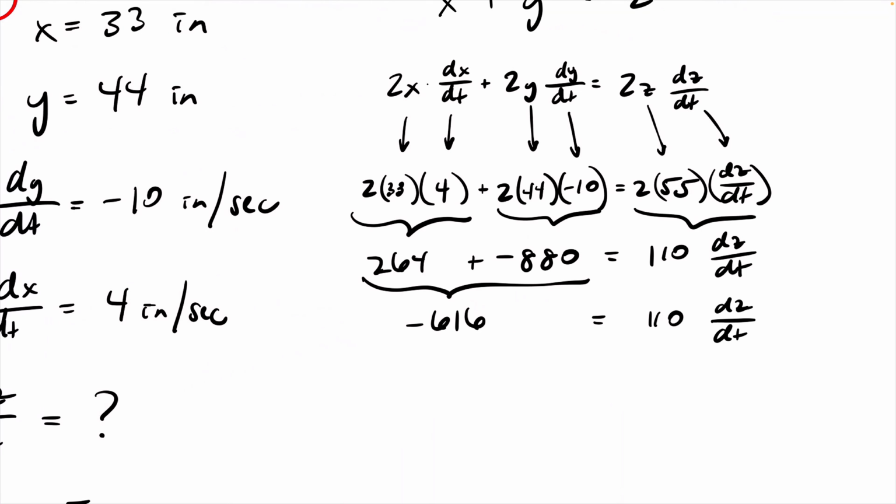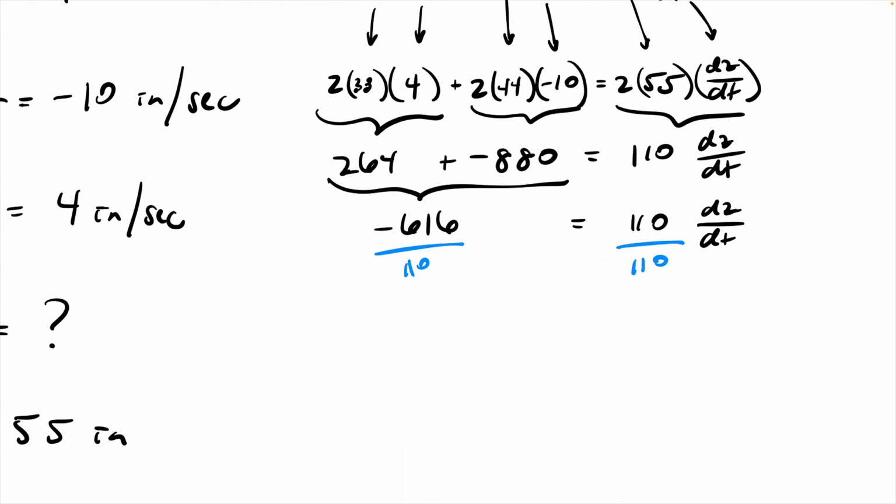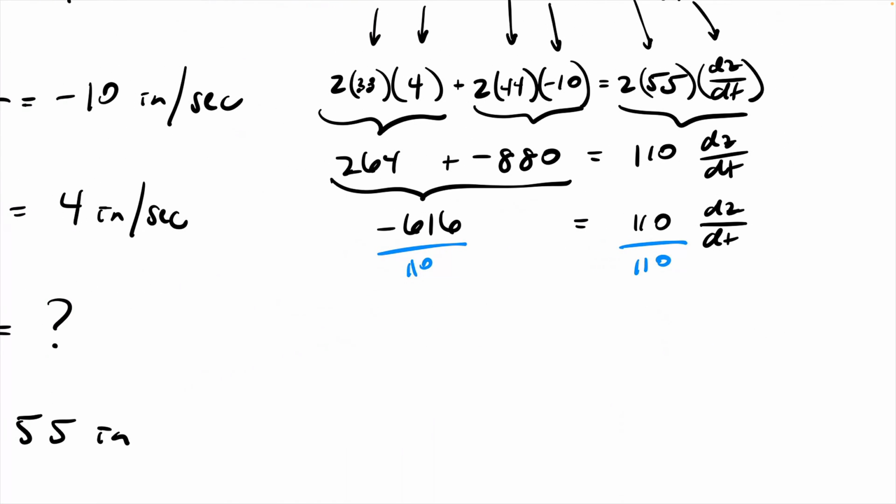How do I solve for dz/dt? Divide by 110. So either reduce the fraction, or if it's a calculator question, some of these are questions where you can use a calculator. If you can use a calculator, obviously use one, but if you can't, just reduce. So you would get dz/dt equals negative 308 over 55, which is the same thing as negative 5.6.